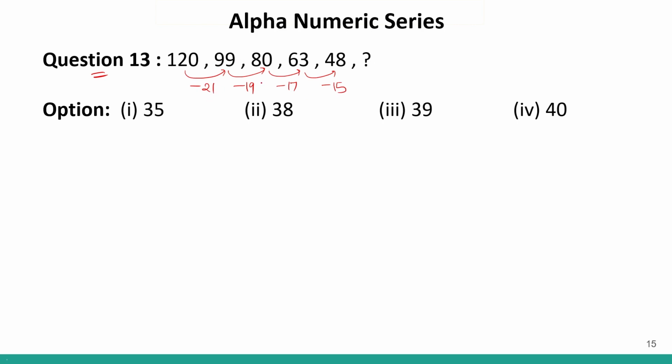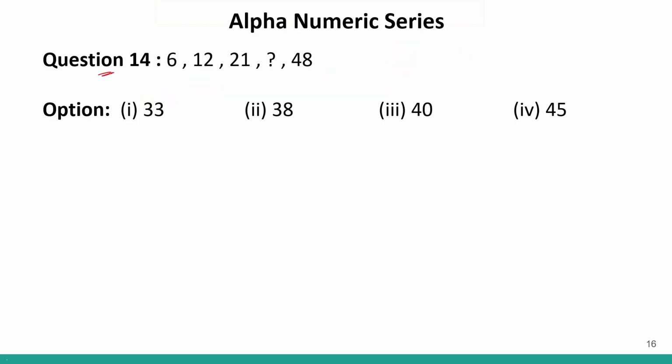These are consecutive odd numbers, right? So 21, 19, 17, 15. So the next will be minus 13. So if I subtract 13 from 48, I'll get 35. So 35 will be my answer, which is given in option number 1. So option number 1 will be the correct answer to this question.